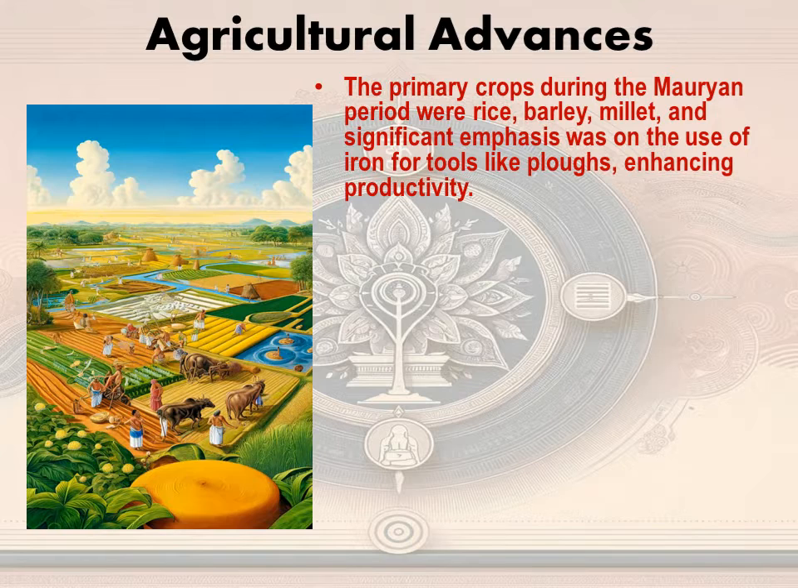So there were crops cultivated which are still cultivated in the Indian subcontinent quite prominently, that is rice, barley, millet, and significant emphasis was given on the use of iron tools like plows, enhancing productivity. So iron tools were more durable than the copper tools, hence they were used to make agricultural implements like plows.